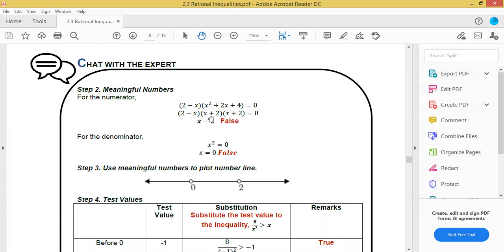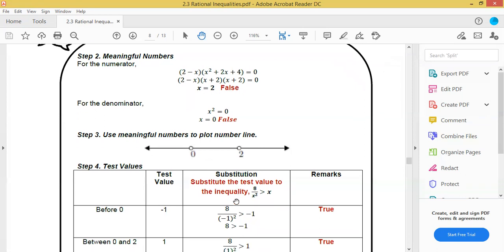You will have the same for all. So with that one, it is false. Next, for the denominator, x squared is equal to 0. Once we extract the square roots of both sides, we will arrive at x equals 0, which is still false. So we're just left with 2 unshaded circles.